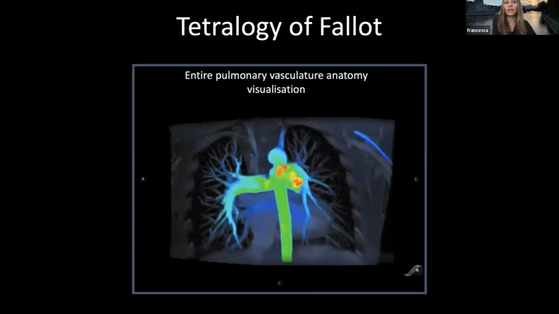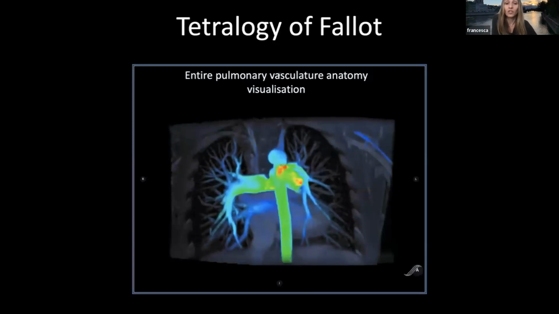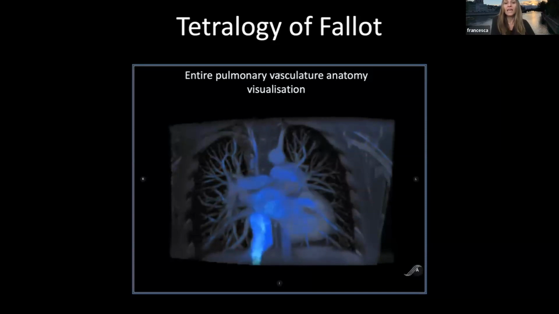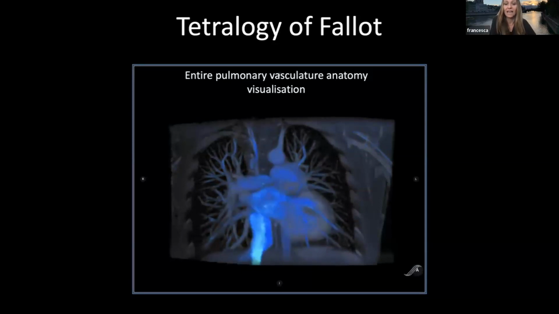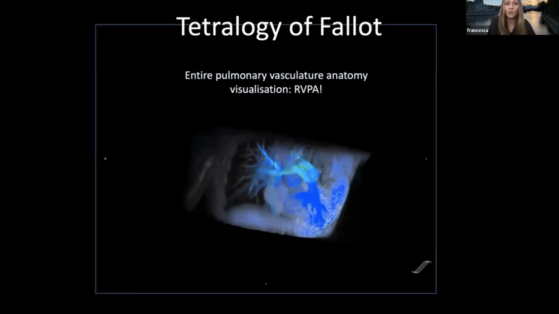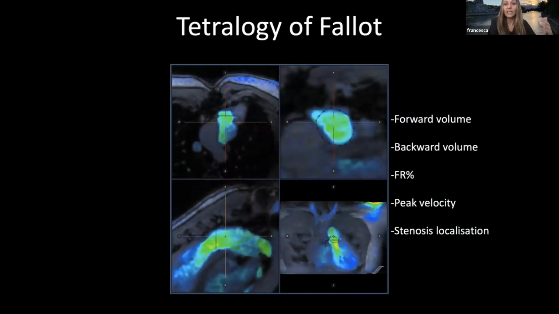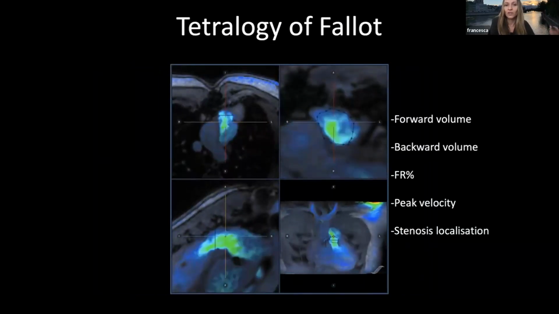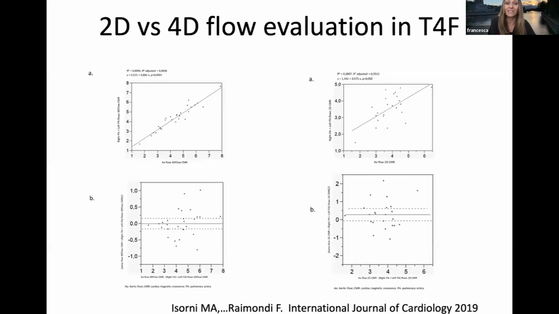Then, for example, in one of the most studied congenital pathologies by CMR, tetralogy of Fallot, we have a comprehensive visualization of the entire pulmonary vasculature and anatomy in the thorax. And we can study whatever we want. In this case, we found an associated anomaly of pulmonary vein, for example, in this patient, already operated and studied with other techniques. And we can measure exactly where the stenosis is, and the regurgitation, measuring the regurgitation fraction, the peak velocity, and localizing the stenosis.